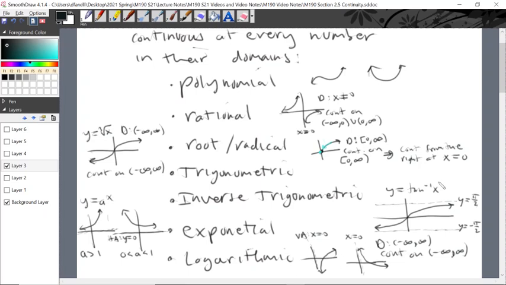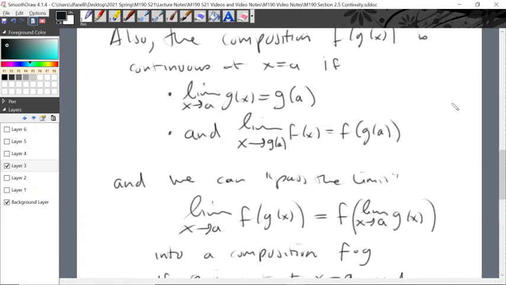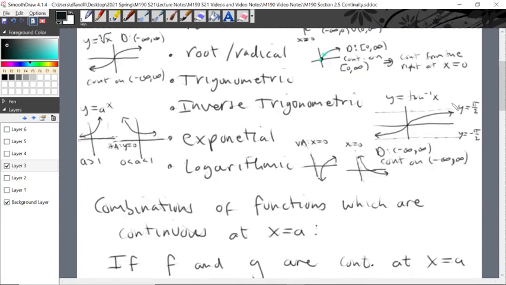In either case, for the logarithmic functions, the domain is x greater than 0, or on an interval, open from 0 to infinity. And we can see from their graphs, they are also continuous on those open intervals from 0 to infinity.